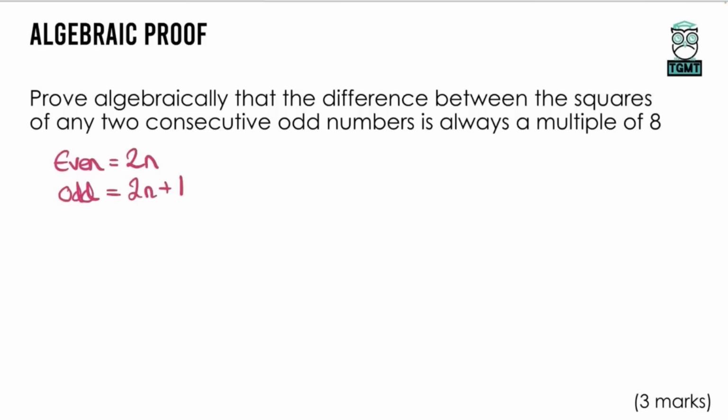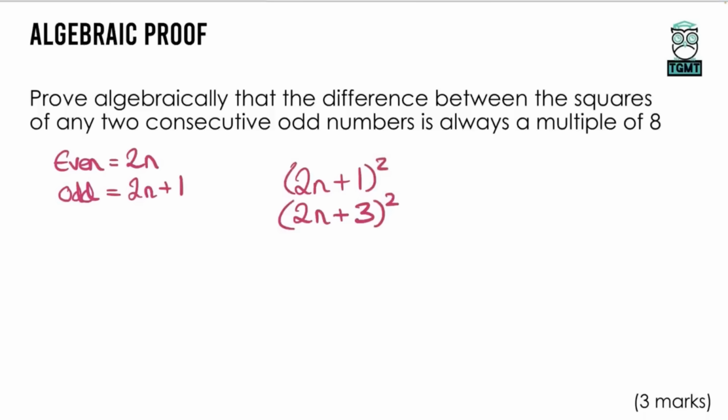So for the first odd number, we'll have 2n plus 1. The next odd number, we would add 2 to that, thinking about a number line. You add 2 to get between the odd numbers, so the next one would be 2n plus 3. Now it wants you to find the difference between the squares of these. So the squares of them, we would put them in brackets and square them, which is going to mean we've got 2 lots of double brackets to do.